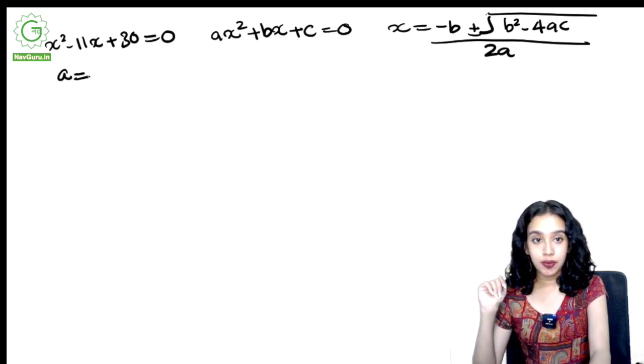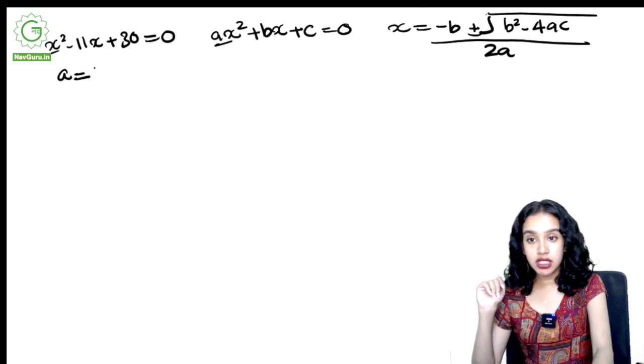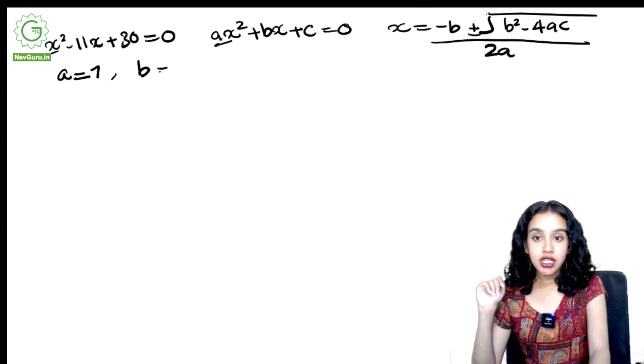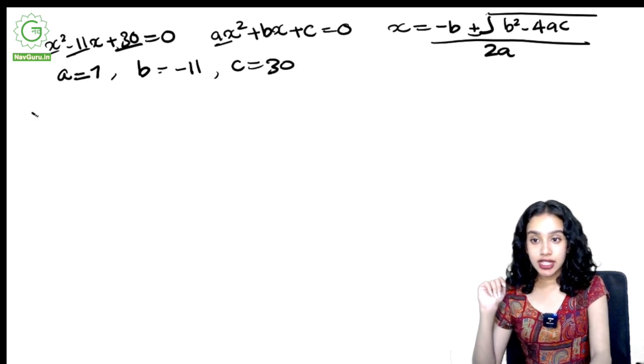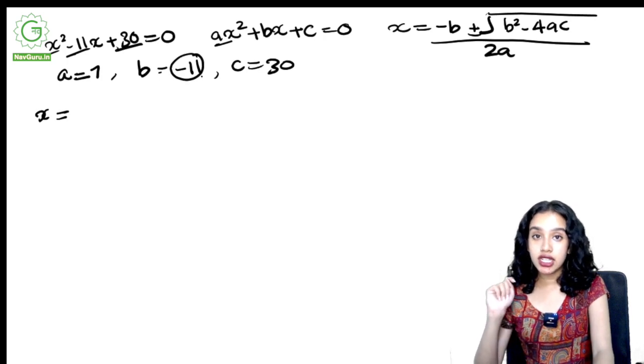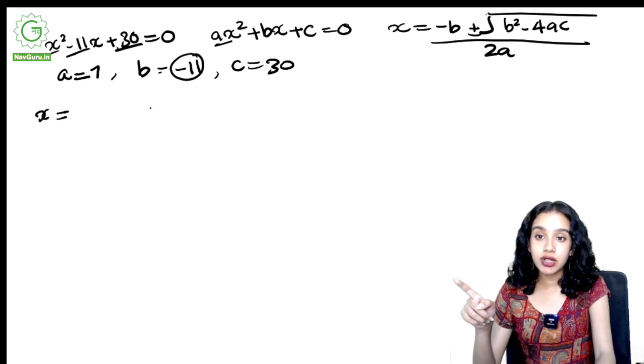What is a? a is equal to the coefficient of x square. Here it is 1. What is b? It's the coefficient of x. Here it is minus 11. And what is c? c is equal to 30 here. So let's find x. x is equal to negative of b. Here b is already negative 11. So what is negative of negative 11?